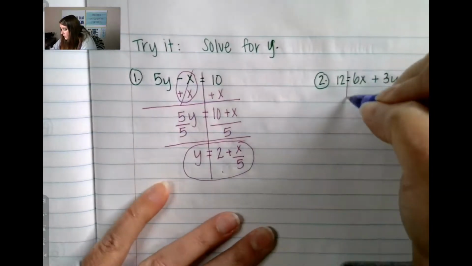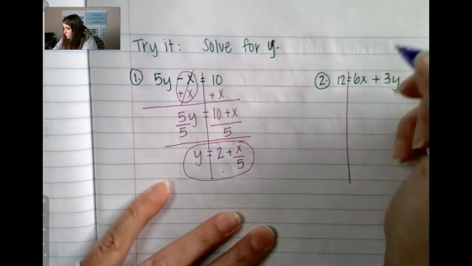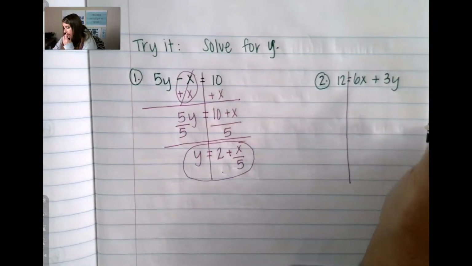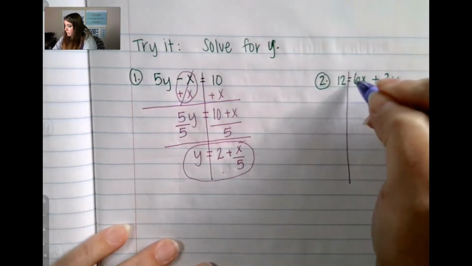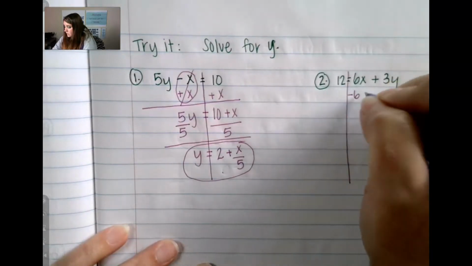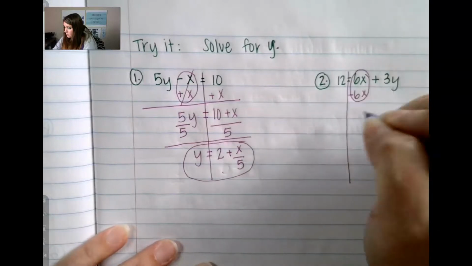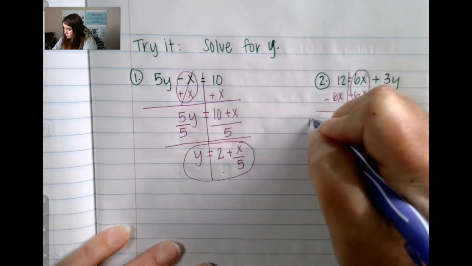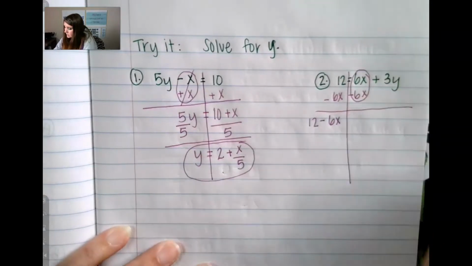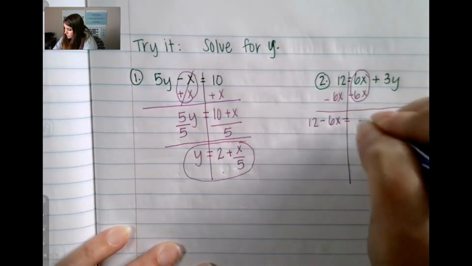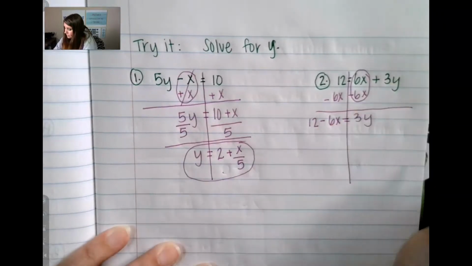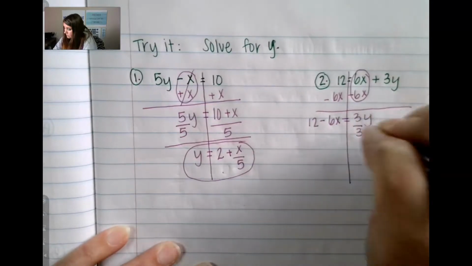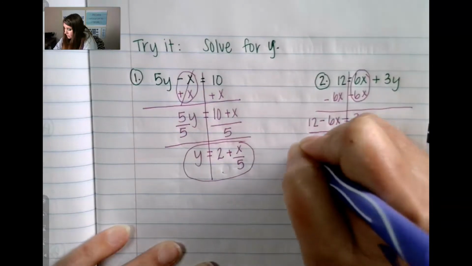Okay, this one, again, we want to solve so that we are moving everything over that's not a y. So we have a positive 6x. We need to remove 6x. Again, that zeroes out. Remove 6x. So now I have 12 minus 6x equals 3y. I'm going to divide by 3 and divide by 3.